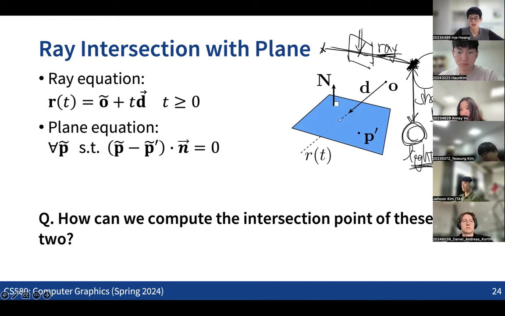But there can actually be multiple light sources as well, which means that we also need to shoot the shadow ray multiple times. And if we stop shooting rays at this point, and that's it, then this is the case that we have ray casting.